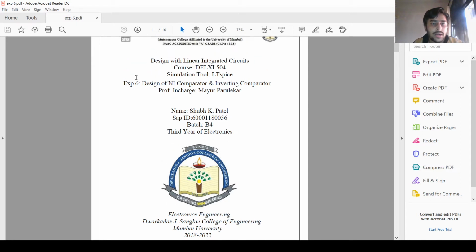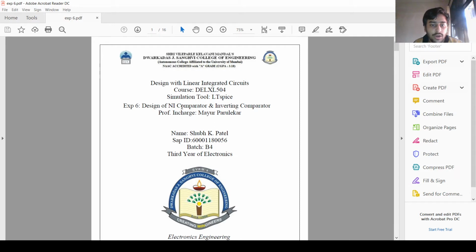In this experiment, I am going to show how to design a non-inverting comparator and an inverting comparator, and will show some of its applications also using the simulation tool LTSpice. Let's move to the LTSpice software.